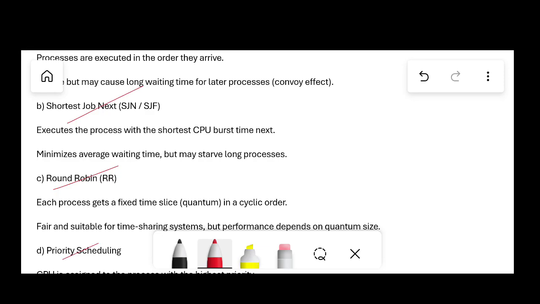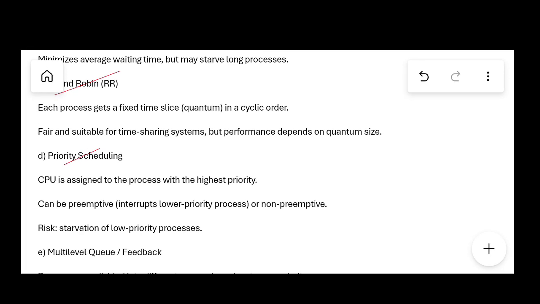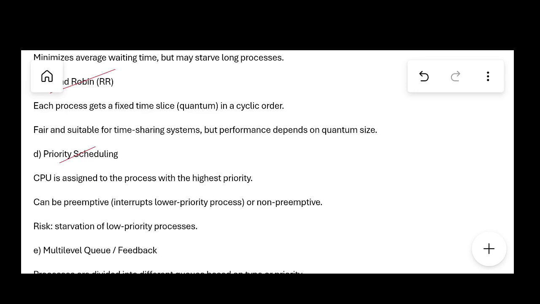Then priority scheduling. In this, every process has a priority. Basically, CPU goes to the highest priority process and can be preemptive, which means the CPU can switch to a higher priority, or non-preemptive, which means the current process finishes first. So basically, a low priority process can stall if high priority ones keep coming.